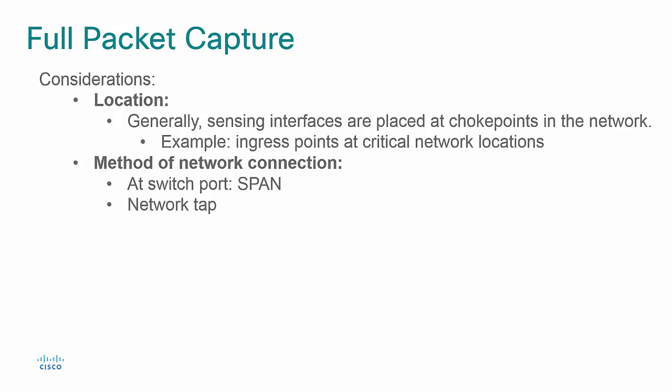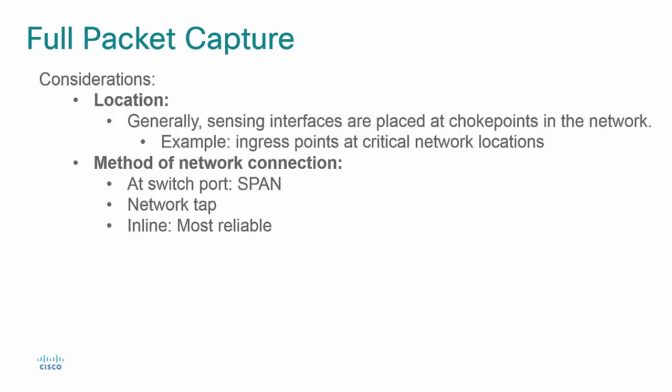Another option is the network tap, which splits a duplex connection into two separate simplex connections. This allows a sensor to dedicate two interfaces that receive traffic from the tap. While this guarantees network bandwidth, it does not necessarily guarantee compute capacity to handle the packet capture.